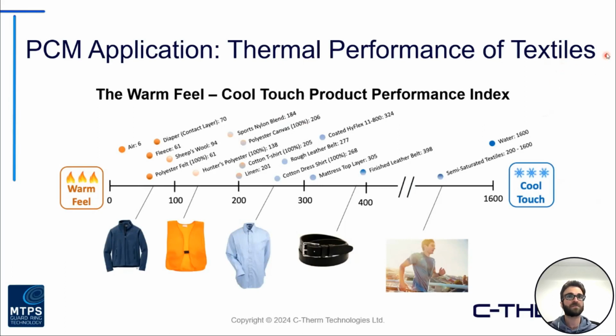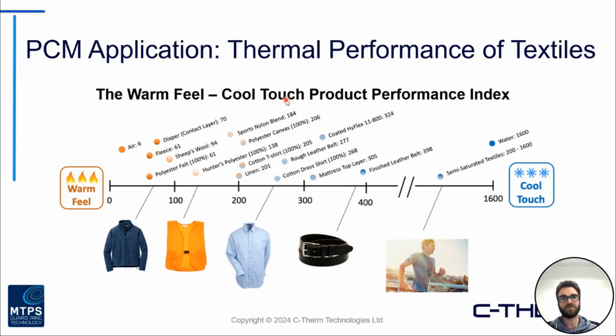All right, so going into the fourth and final application focus, it is on thermal performance of textiles. At C-Therm, we do a lot of work with textile characterization with respect to the warm feel, cool touch. This has a lot of bearing in R&D development, but also QA, product, raw material sourcing and things of this sort.